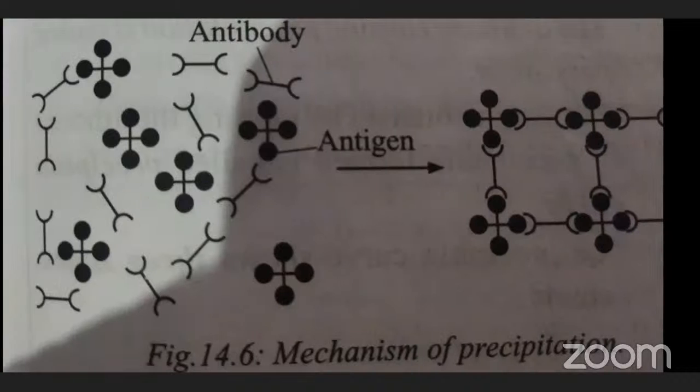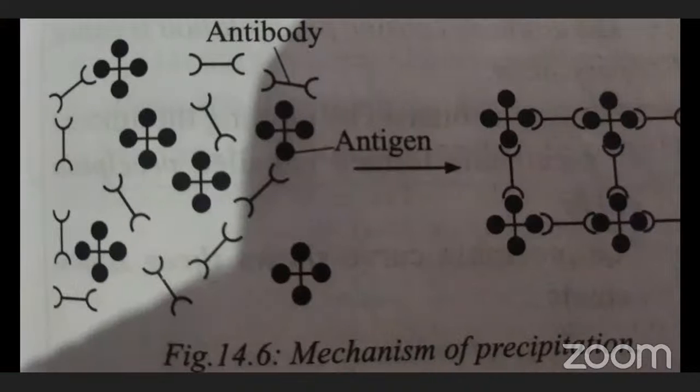Now the mechanism of precipitation. Precipitation is due to the formation of an antigen-antibody complex. What is the meaning of antigen-antibody complex? When the antigens bind to the antibody and both are combined together, that is called a complex. Complex means more than one. Antigens bound with the antibody are called antigen-antibody complexes.